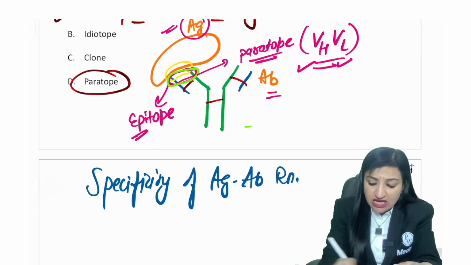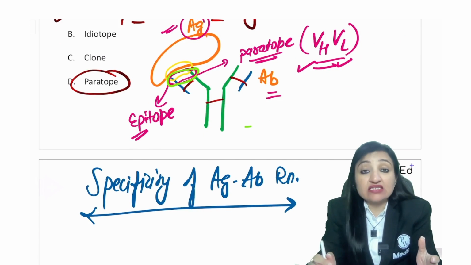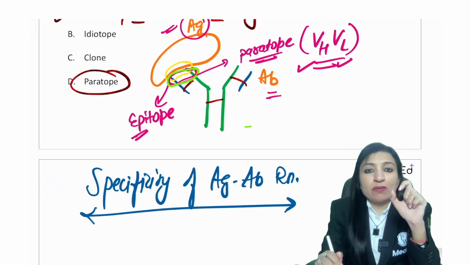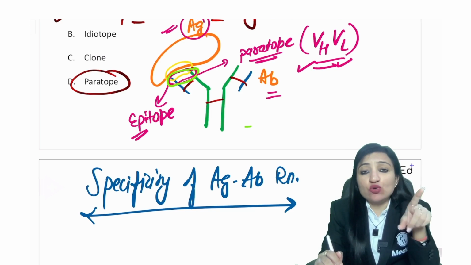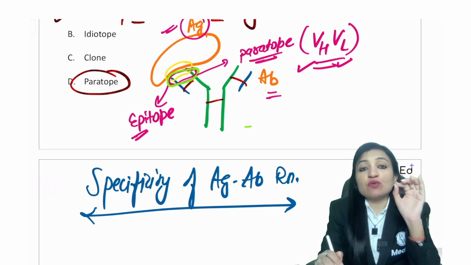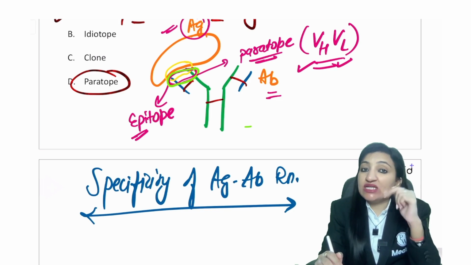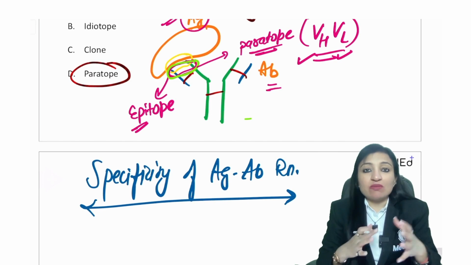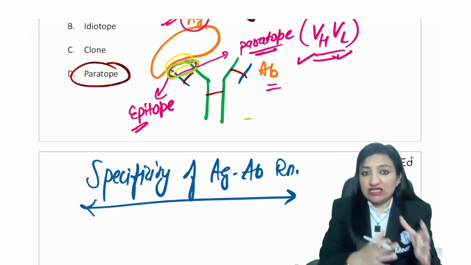The best analogy I can give you for this is the lock and key mechanism. As I just said, a lock can be opened by a specific key only. One key is not going to open all the locks. Similarly, an antibody which has been generated in response to a particular antigen is going to bind to only that antigen and not to any and every antigen. So both of them are very faithful or loyal to each other, the antigen and antibody.